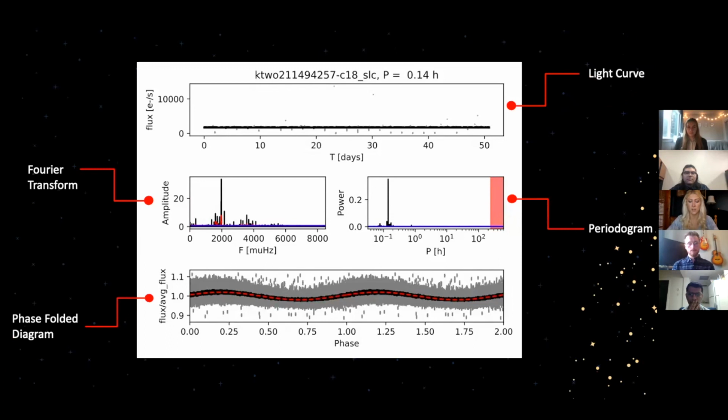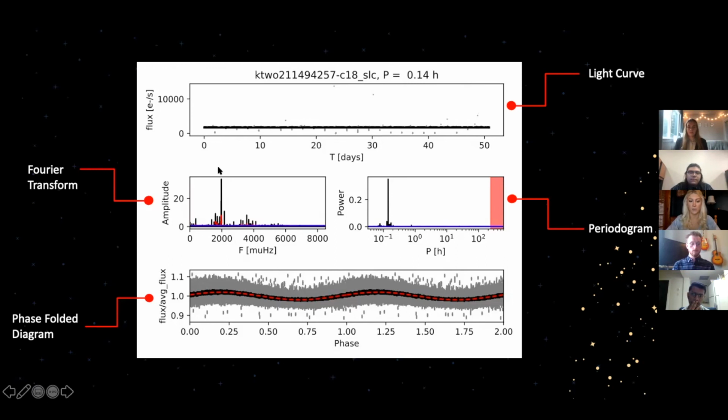So this is a star that we found in one of the campaigns. And you can see here it has a period of 0.14 hours. And so that's about 8 minutes, which means that this is a variable star. Variable white dwarfs, they pulsate with a range from about 1 minute to 25 minutes. So this falls within that range really well.